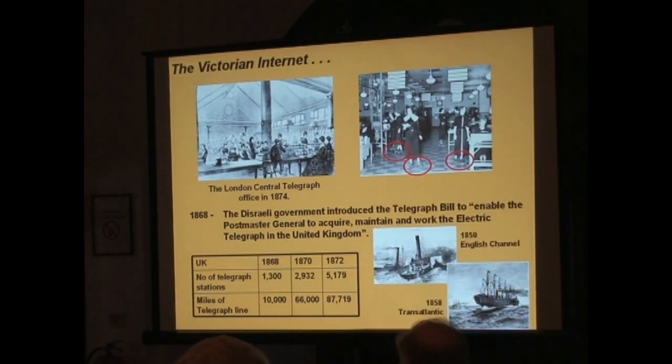And of course it started to go international. In 1850 the line went across the channel to France and the continent, and in 1858 we managed to get the first transatlantic cable laid. It didn't last very long, as those of you who study these things know, but it was the start of direct communication across the vast expanse of the Atlantic Ocean.